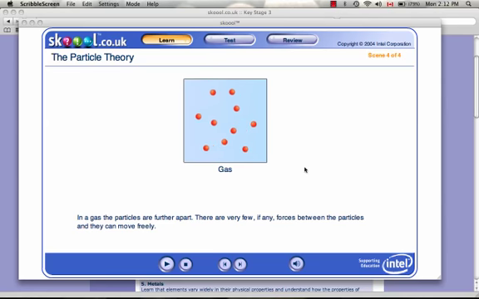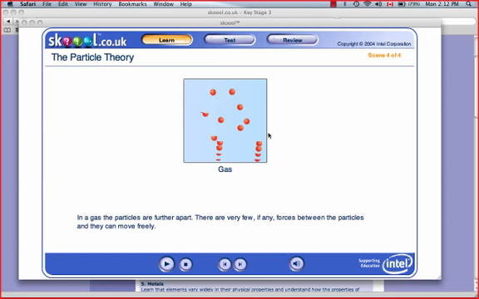And that concludes our first section on particle theory, as well as why something like a gas is a fluid and of course a liquid.